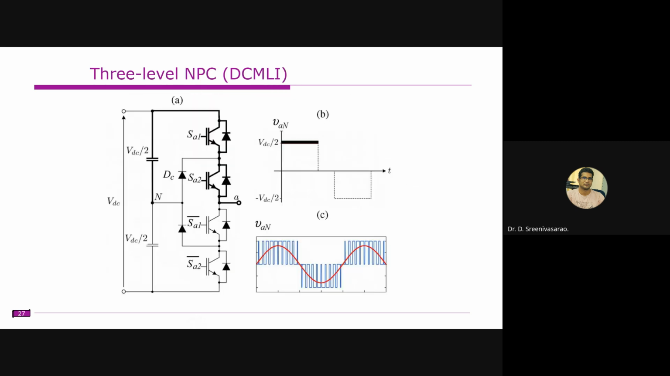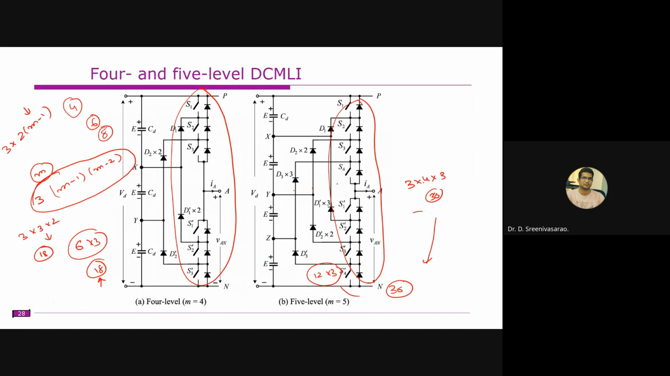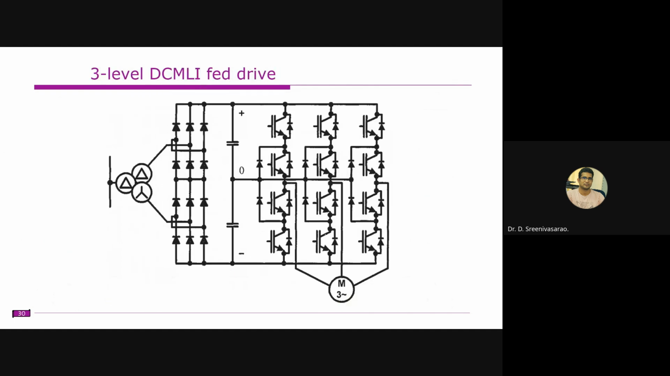And this number is for the clamping diodes. 3 into M minus 1 into M minus 2 clamping diodes are required. Right. So this is about the diode clamp multi-level inverter.